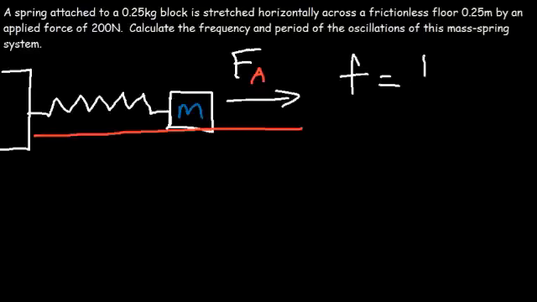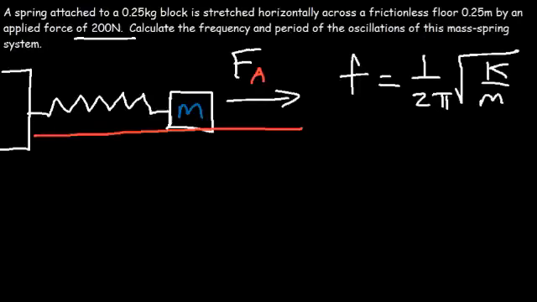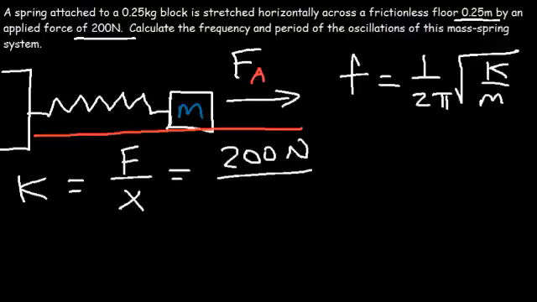Well, we can use this equation, 1 divided by 2 pi times the square root of k divided by m. Now, in this problem, we don't have the spring constant k, so we need to find it. But we do have the applied force and the distance that it's stretched by. So k is equal to the force divided by x. So that's 200 newtons divided by 0.25 meters. So let's go ahead and divide those two numbers. So k is 800 newtons per meter.